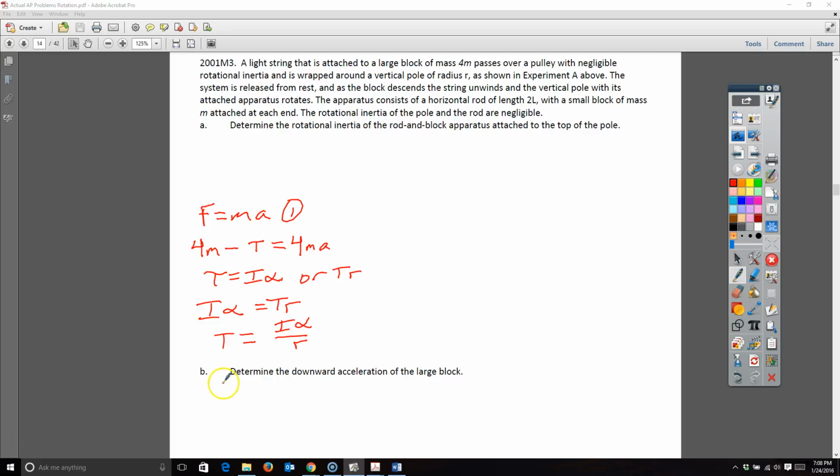And then we'll go back and remember we said that the tension, so from up here, is also equal to 4mg minus 4ma. And if I put these two equations together, I get I alpha over R is equal to 4mg minus 4ma. So this part was for the spinning part. This part was for the part that's falling. So that's kind of what you would see. You do get 1 point for this. You got 1 point for doing this one. And then for all this, you get 1 more point.